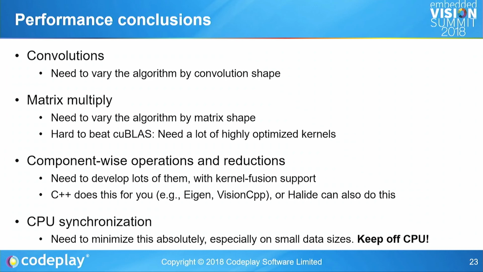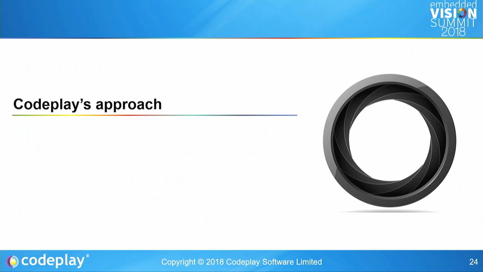And you really need to minimize CPU synchronization. That's one of the reasons why we're having problems on small sizes of matrix. You want to get rid of the CPU synchronization. It kills you on lots of small size operations.